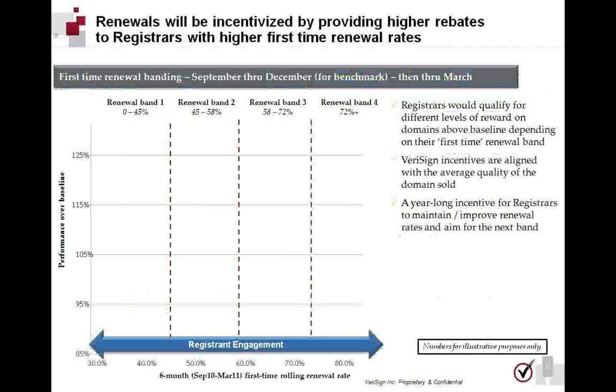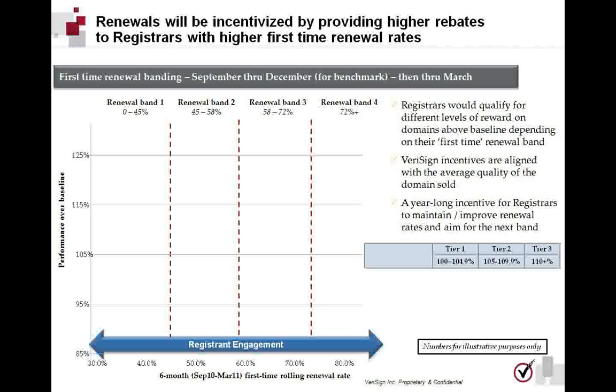So let's talk about this from a practical standpoint, and how it actually works out in terms of the renewal bands for first-time renewals and how it plays into the overall calculation of the eligible rebate credits. As you see here, we have four renewal bands. The first renewal band is 0 to 45%. Renewal band 2 is 45 to 58%. Renewal band 3 is 58 to 72%. And renewal band 4 is 72% and above.